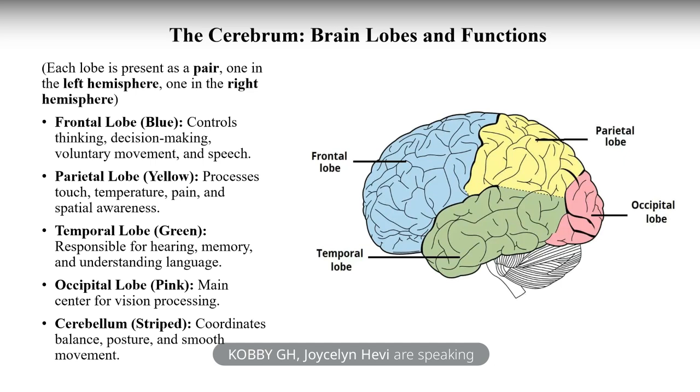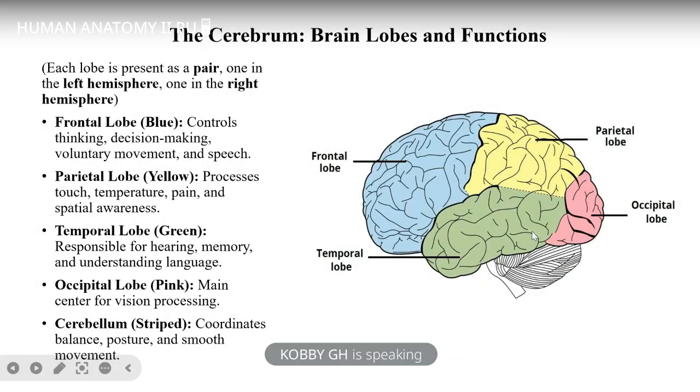Okay, so the temporal lobe is responsible for memory, understanding, hearing, as well as emotional processing. All is handled by the temporal lobe. Is that okay? Okay, good. Then we have the occipital lobe. The occipital lobe is responsible for visual processing, or vision. Okay, visual processing or vision.